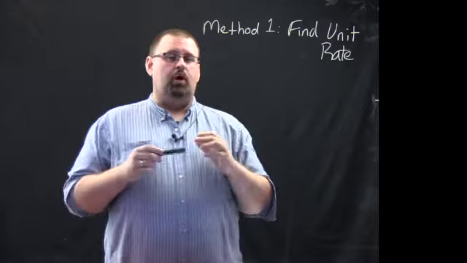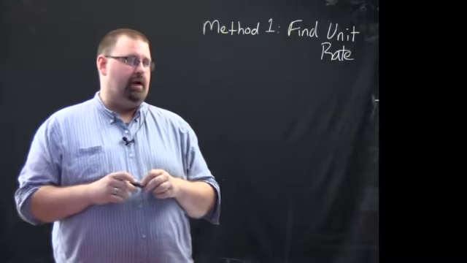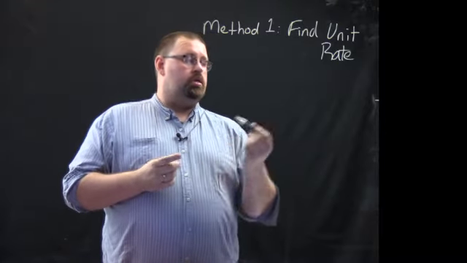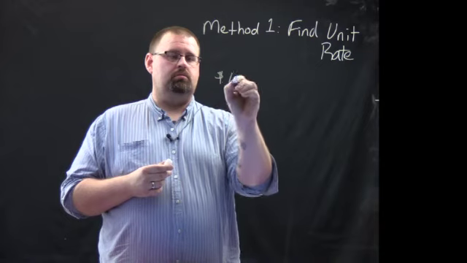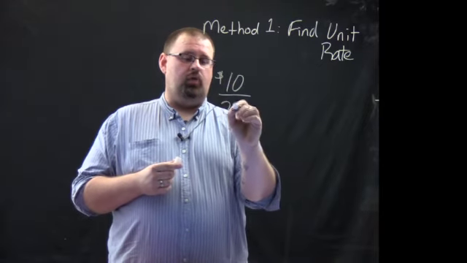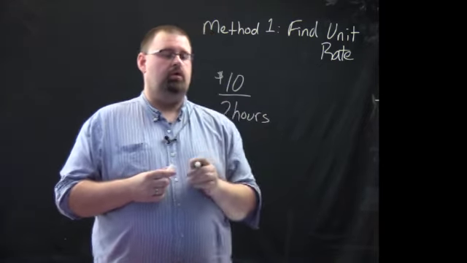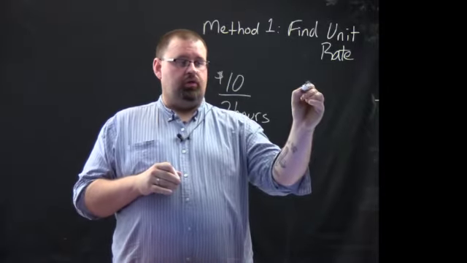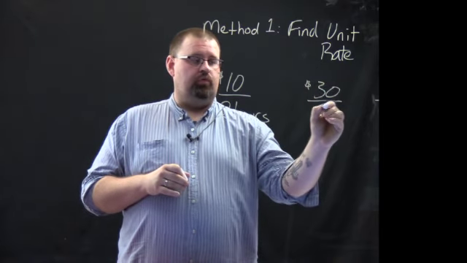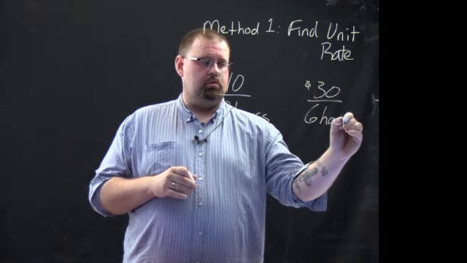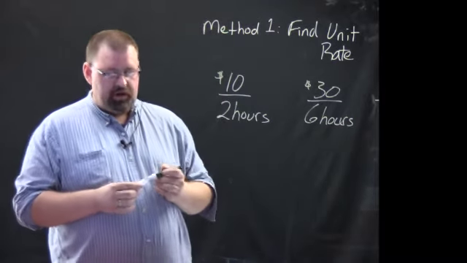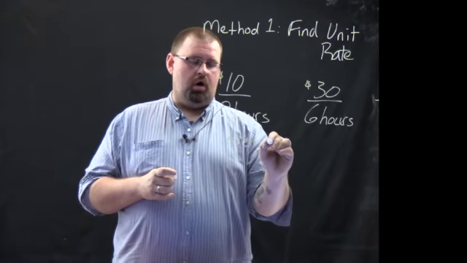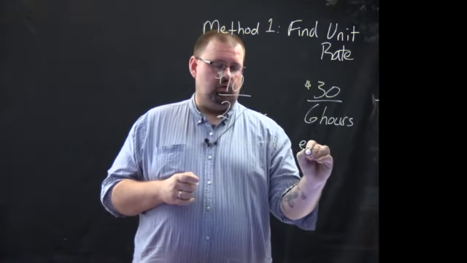So we're going to go to a little bit of harder problem. Instead of 2 dogs to 1 cat or 4 dogs to 2 cats, we're going to look at money. One person makes $10 for every 2 hours of work. Next person is making $30 for 6 hours of work. We need to figure out if these are equivalent. So in your book it might ask you, are they equivalent?